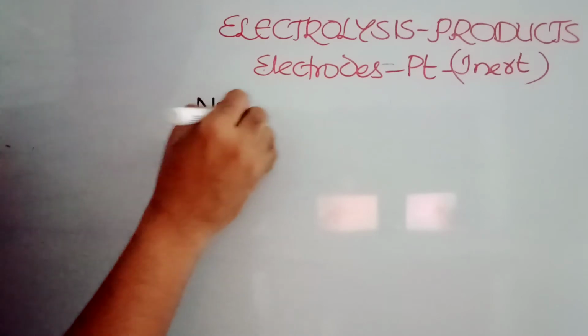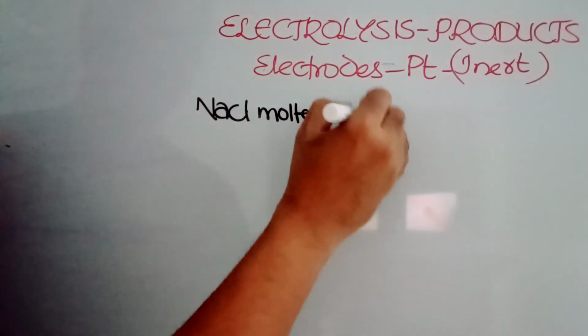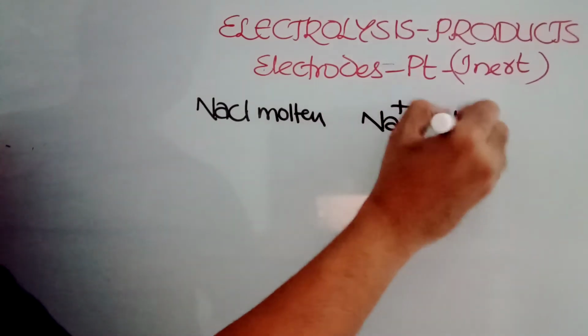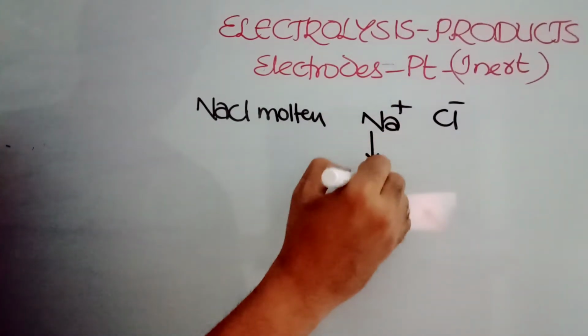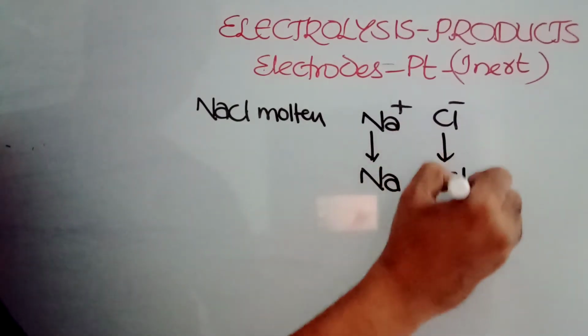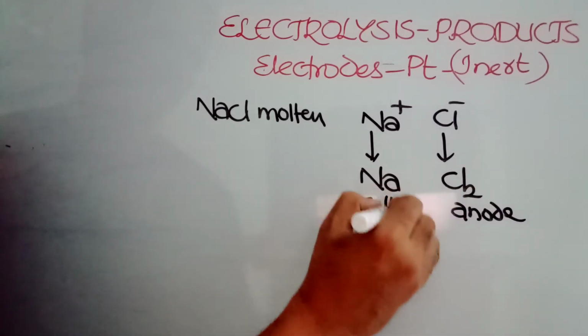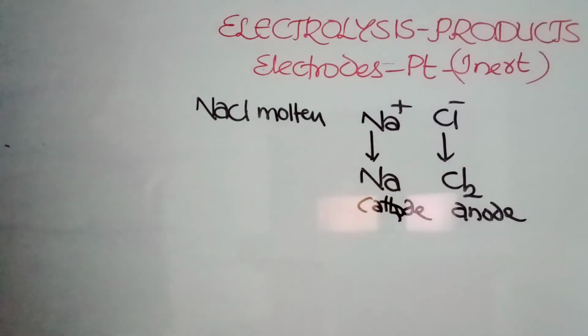NaCl molten. Now, sodium plus ions and Cl minus ions are going to form. So this will be discharged in the form of sodium metal at cathode, and this is Cl2 at anode. In this way we'll see a few more.